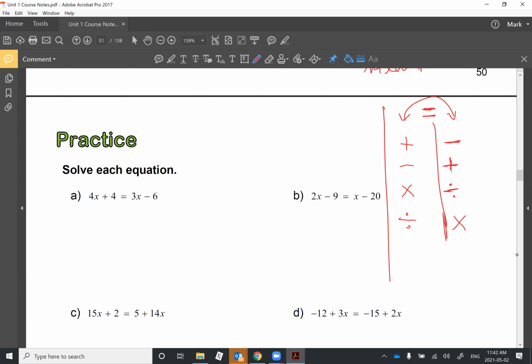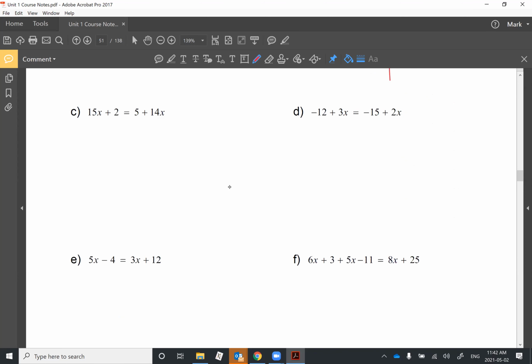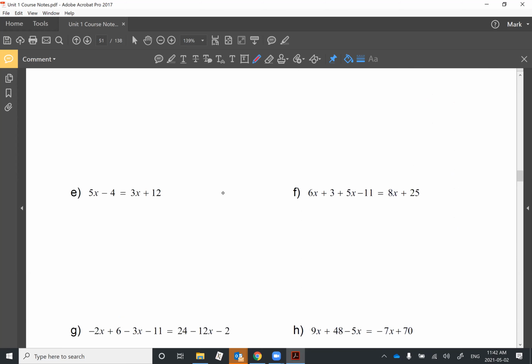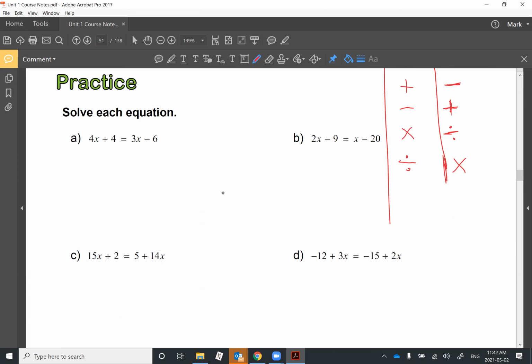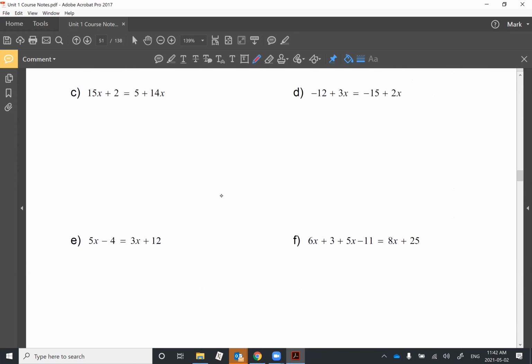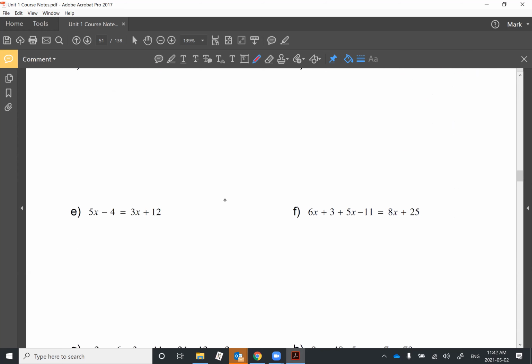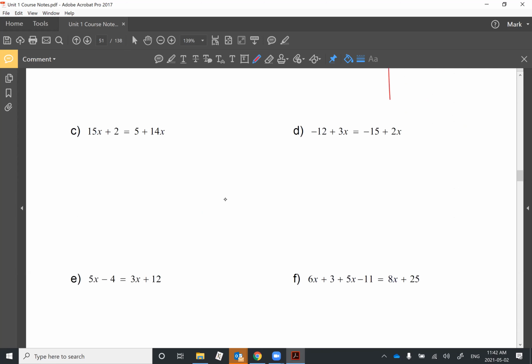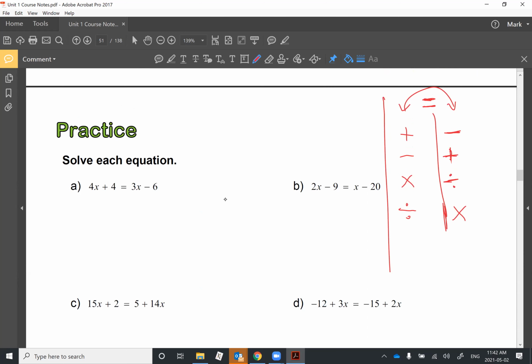Okay, so let me look at a few. Now, here's the thing. A, B, and C are very easy. Then E and G and some of them get a little harder. So let me show you. I'm going to do the left side. I'll do A, C, E, and G. And then maybe you guys can try B, D, F, and H. Okay, so here we go. I guess I don't need to erase that. I'll just leave it there.